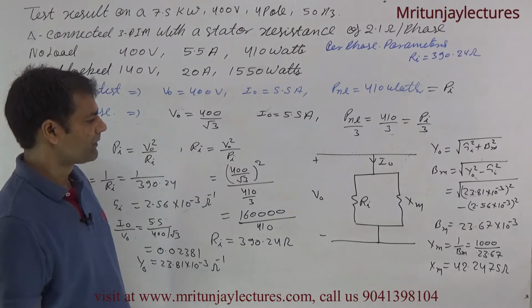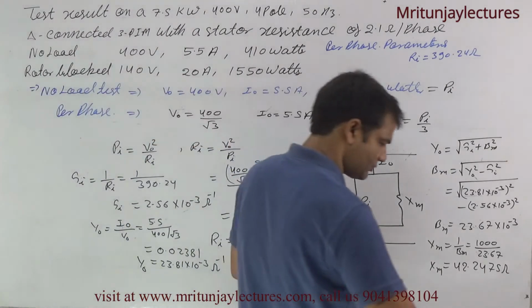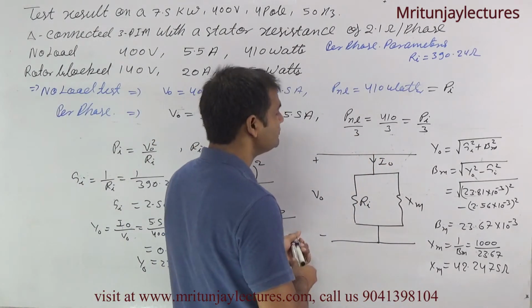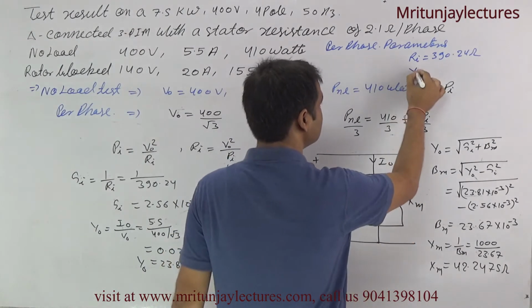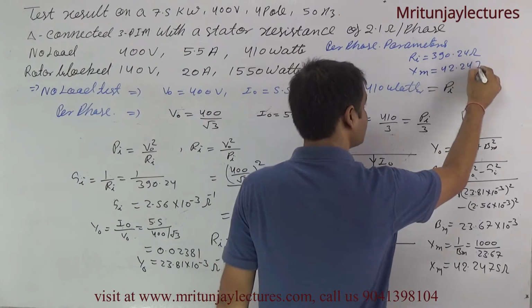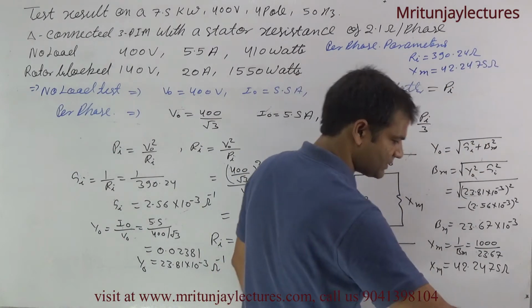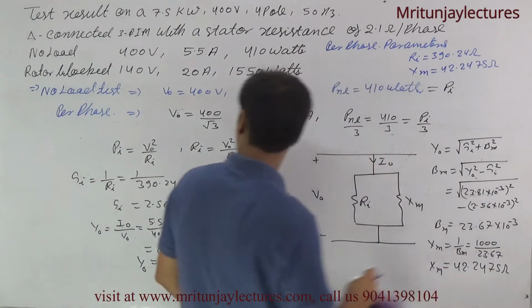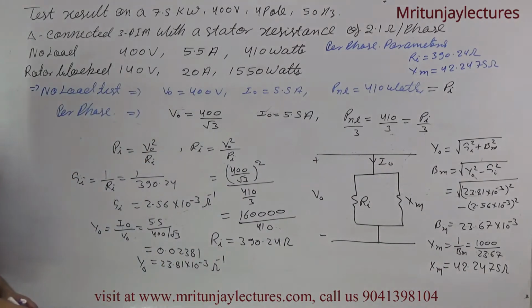Okay, Xm is equal to 42.2475 ohm. Clear? First of all, make it. After that, we focus on the blocked rotor test.